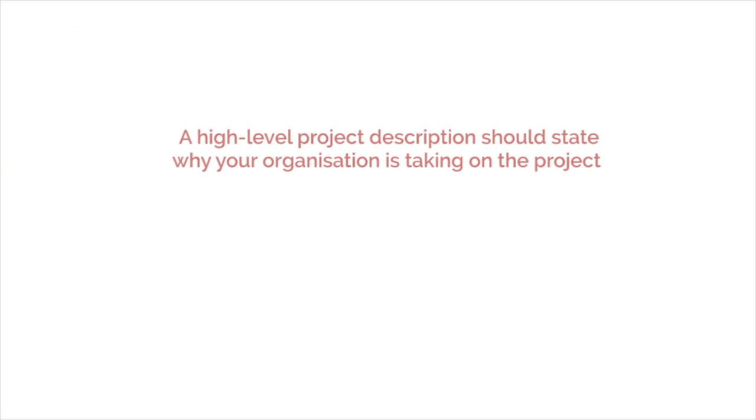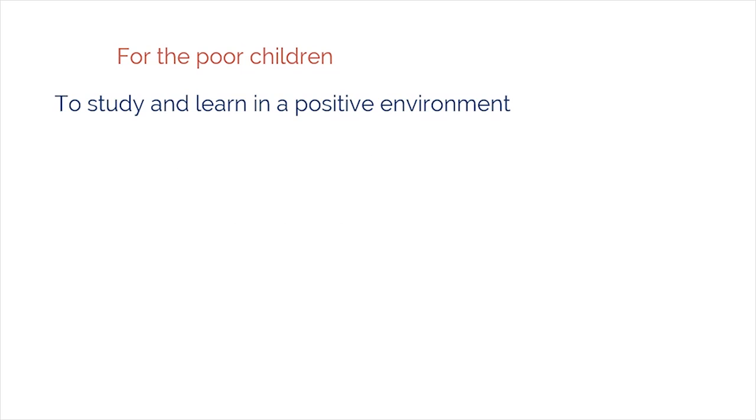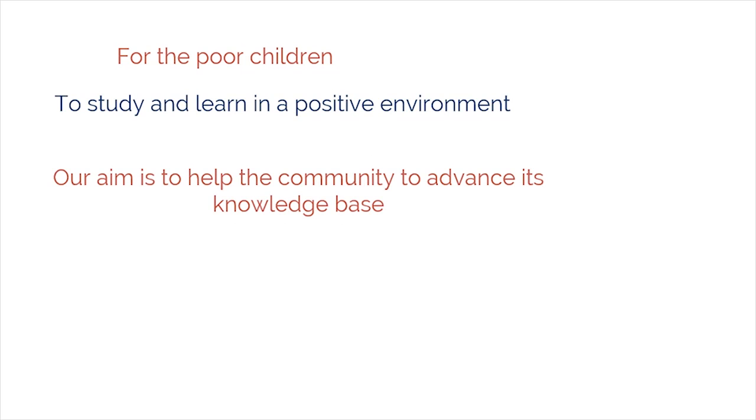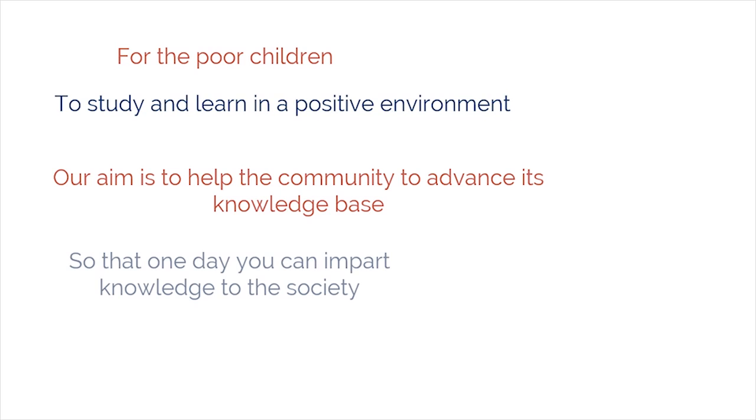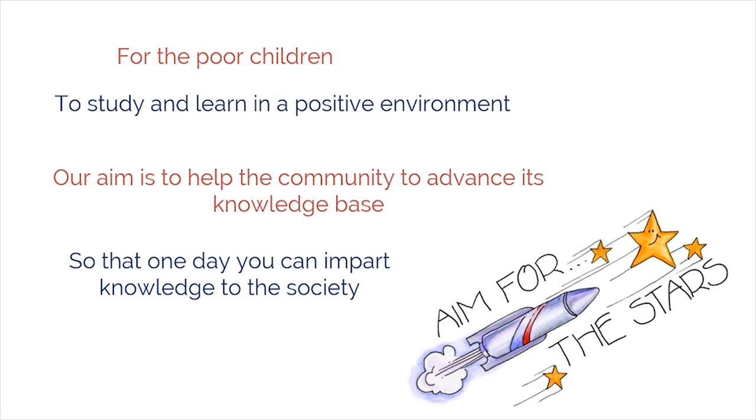A high-level project description should state why your organization is taking on the project, the purpose behind the project, the main benefit, and who the customer is. Here's an example. The school is being developed to provide a place for economically disadvantaged children to learn and study in a positive environment in the Los Angeles area, and it will be beneficial because it will help advance the knowledge base of the community and provide a means of giving back to the community. Let's take a look at this example.